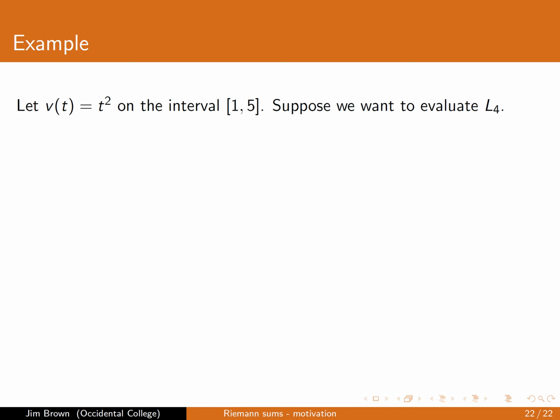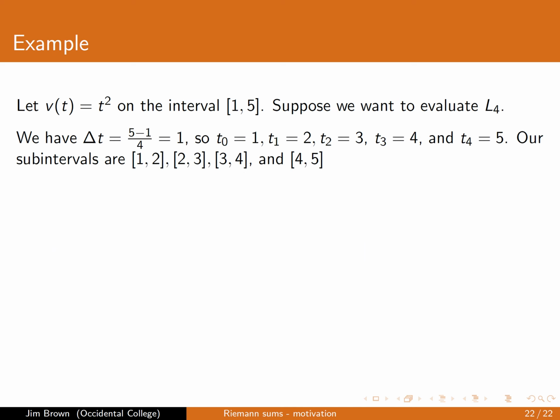So let's end this with where we started and look at the velocity function. Say our velocity is t squared, and we're looking on the interval from 1 to 5. And suppose we want to evaluate the left-hand sum L4. So we want to break this interval up into 4 subintervals. So notice the width of our subintervals is going to be the width of the interval, 5 minus 1, divided by how many terms we want to break it up in. So 4. So this is 4 divided by 4. So the width of each subinterval will be 1.